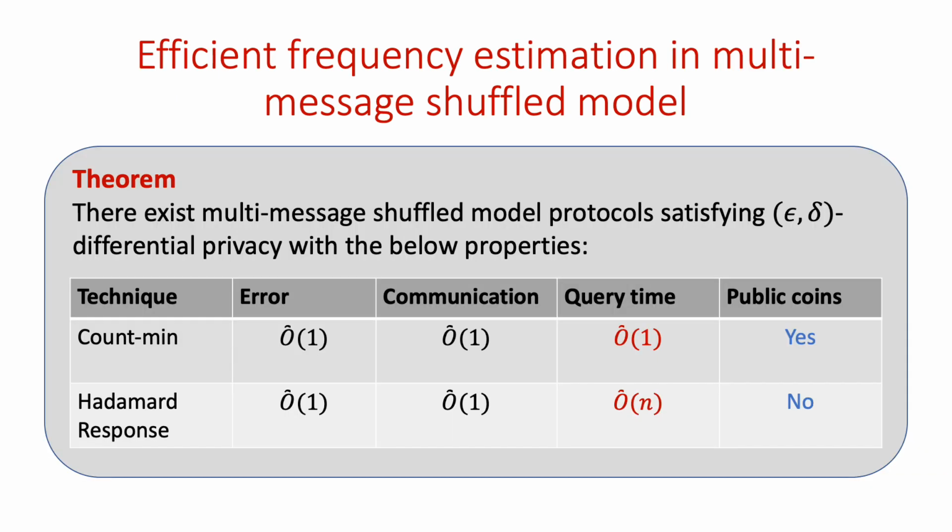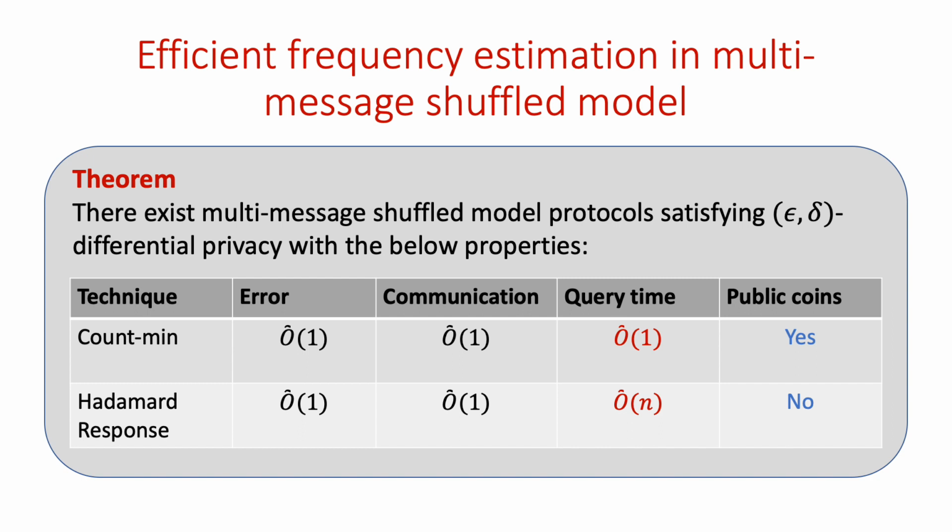Okay, so here's our main theorem for efficient frequency estimation in the multi-message shuffle model. We show that there exist protocols which are epsilon delta differentially private and have the following properties. There are two protocols in particular that we introduce. The first is based on the Count-Min sketch, and the second is based on Hadamard response. Both of these protocols achieve additive error which is polylogarithmic in B, and communication which is polylogarithmic in n and B. But they differ in the query time.